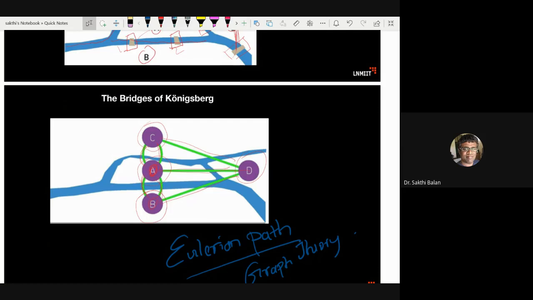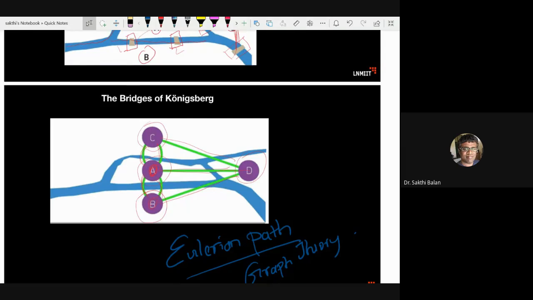That proof we are not going into. You can have a look at it. It's a very simple proof actually. So the intuition is, if you want to reach a city, then you need to go through an edge, right? And if you have to come outside of the city, it means you need to come out of it, right?